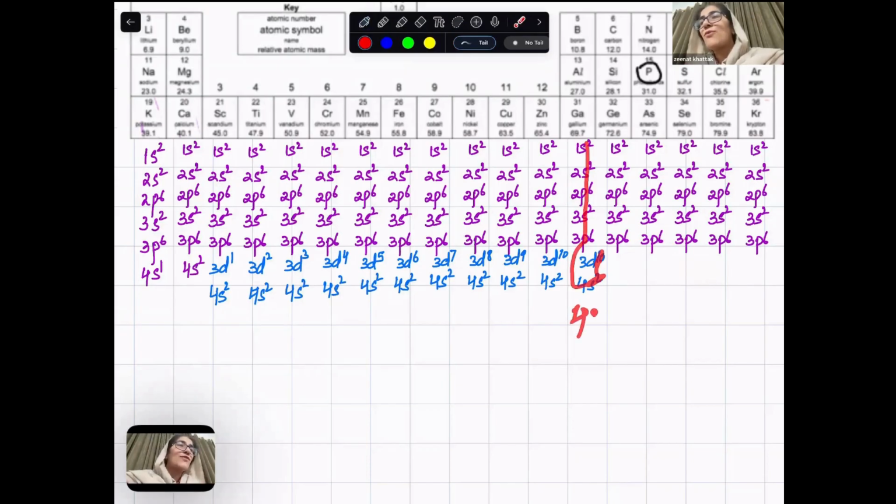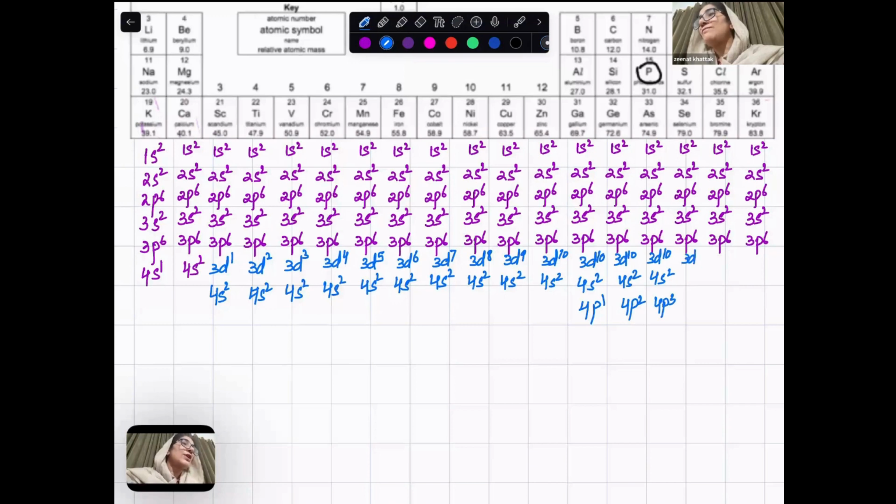Then 4s2, 4p1. This is 4p1. Then 3d10, 4s2, 4p2; 3d10, 4s2, 4p3; 3d10, 4s2, 4p4; 3d10, 4s2, 4p5; and 3d10, 4s2, 4p6.